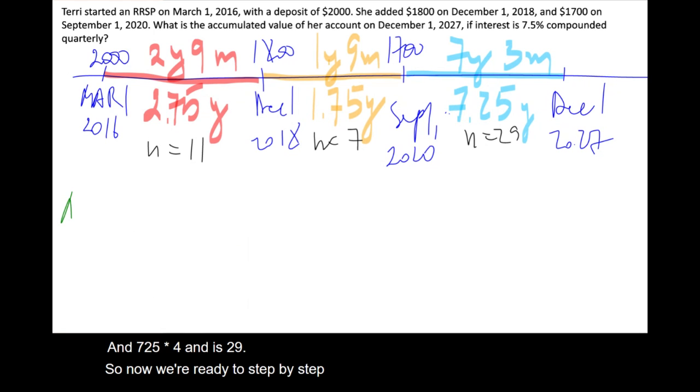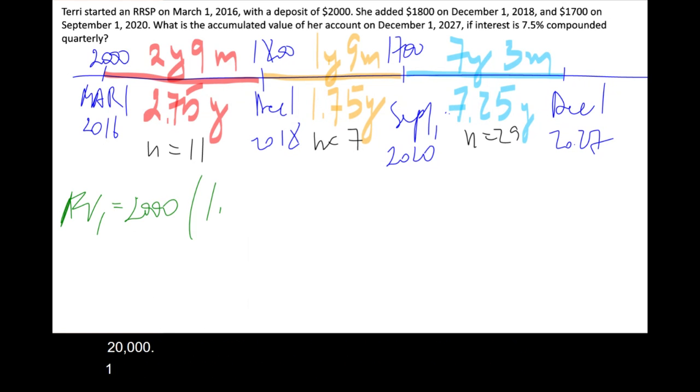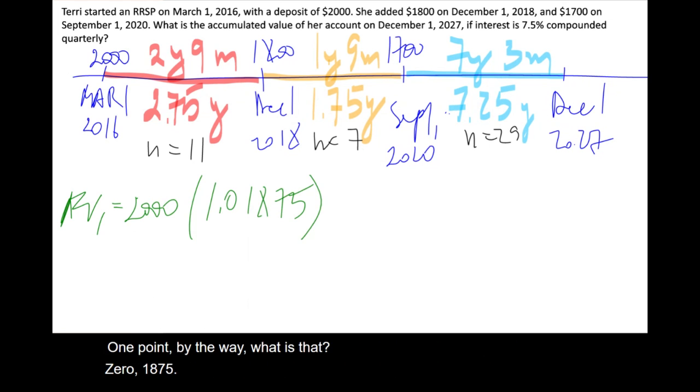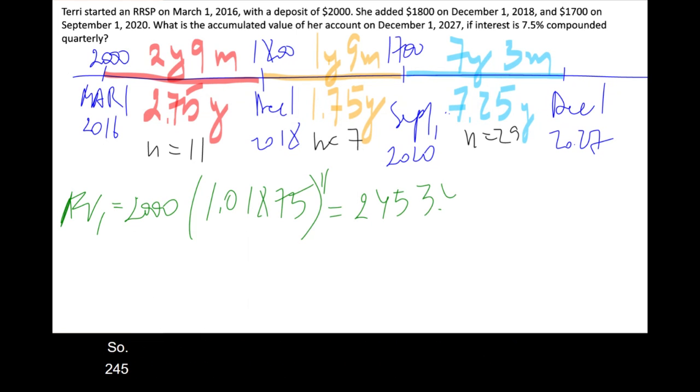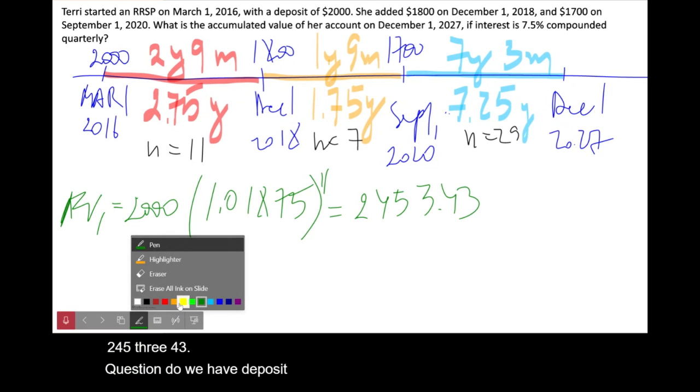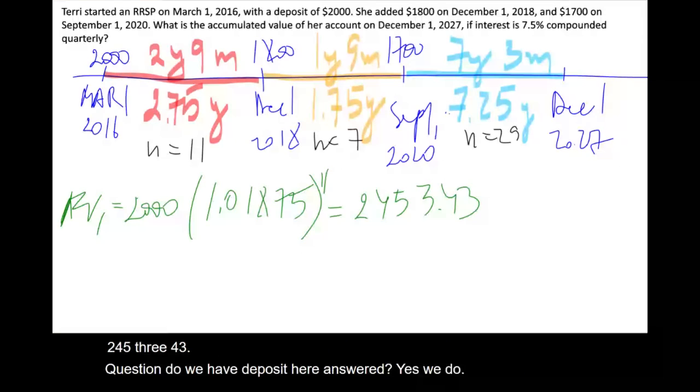Step-by-step calculation. So future value 1, 20,000 times 1.01875, exponent 11. That gives 2453.43. Question: do we have a deposit here? Answer: yes, we do.